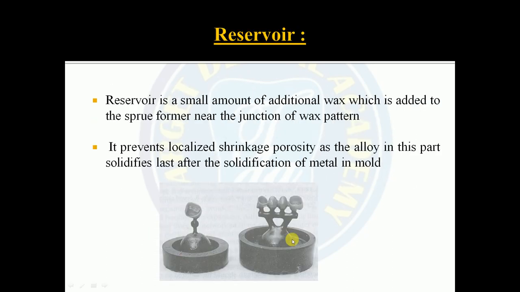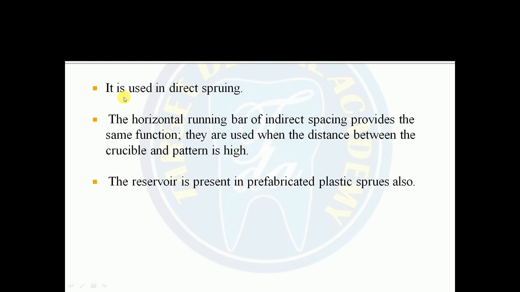Can you see this in the picture? It is a reservoir. It is used in direct sprueing. The horizontal running bar of indirect sprueing provides the same function. They are used when the distance between the crucible and the pattern is high. The reservoir is present in prefabricated plastic sprues also.